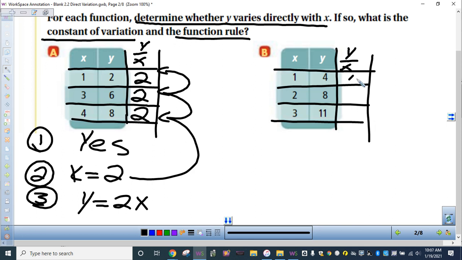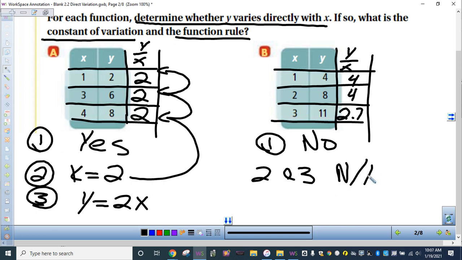So 4 divided by 1 is 4, 8 divided by 2 is 4, 11 divided by 3 is 2.6 repeating, or 2.7 rounded. So all we have to do is answer that very first question. 1 is a no, so 2 and 3 are not applicable. And A, you don't even have to write it. Just so you know, if you get confused about where that goes, 2 and 3 do not matter.